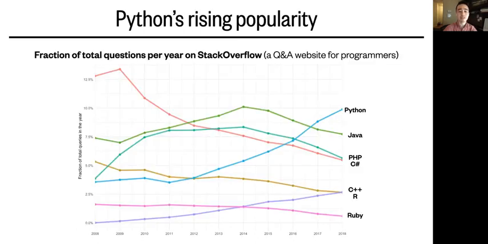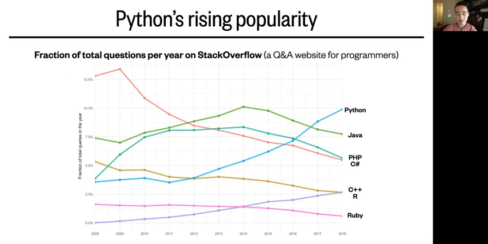So how popular is Python? By some metrics, it is the most popular programming language at the moment and rising quickly. So to illustrate this, this graph shows the fraction of total questions posted for a given language on Stack Overflow, which is basically like a public Piazza Q&A board for programmers. Python here is this blue line, which just a few years ago has finally eclipsed all the other languages.